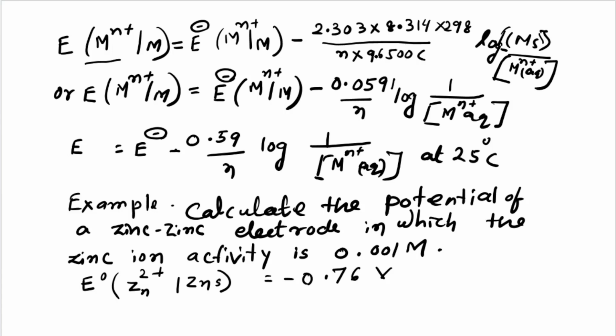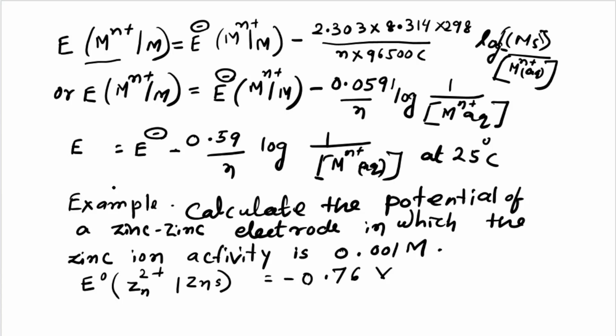When 2.303 into 8.314 into 298 is divided by 96500, you get this value, times log 1 by M n plus aqueous concentration. Why? Because the M solid value, the concentration of a metal solid, is 1.